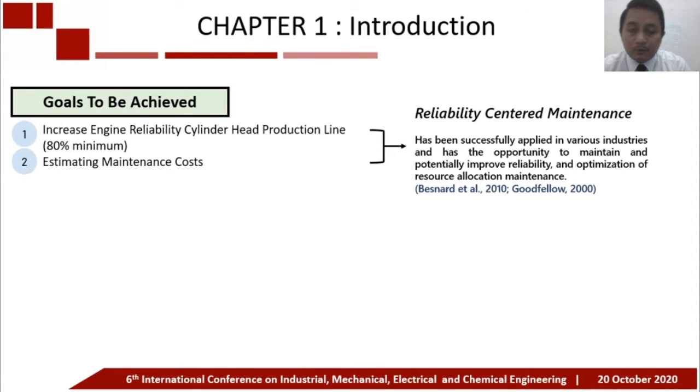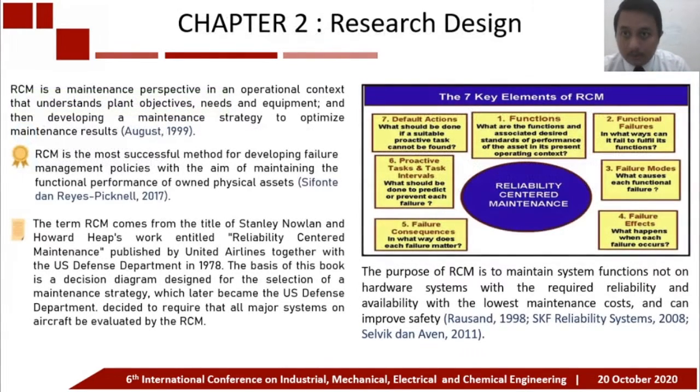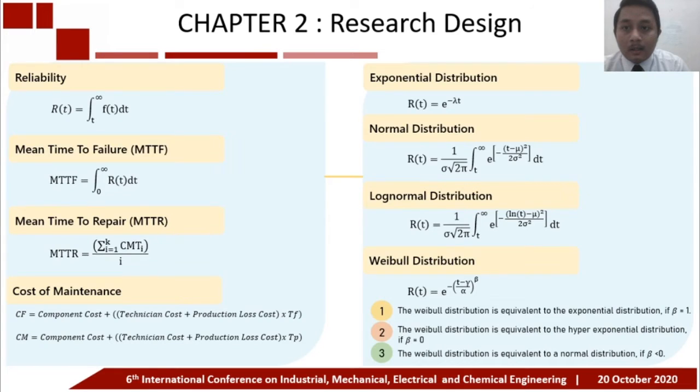These are the objectives to be achieved in this study by using reliability-centered maintenance. The first is to increase engine reliability in the cylinder head production line, and the second is estimating maintenance costs. According to August in 1999, RCM is a maintenance perspective in an operational context that understands plan objectives, needs, and equipment, and then develops a maintenance strategy to optimize maintenance results. These are some of the formulas used in this study.